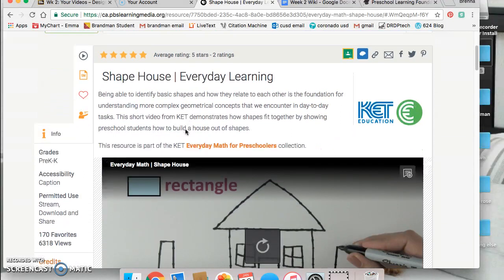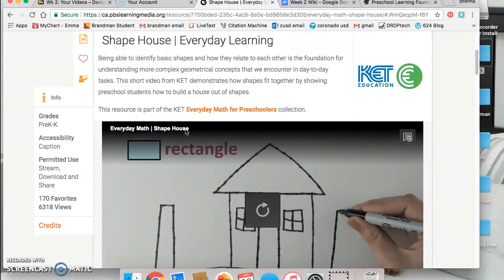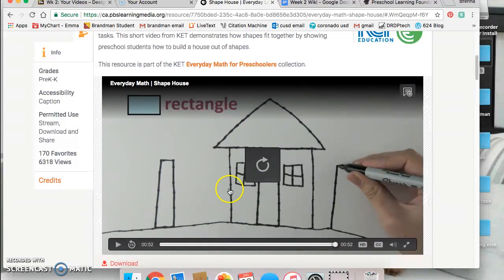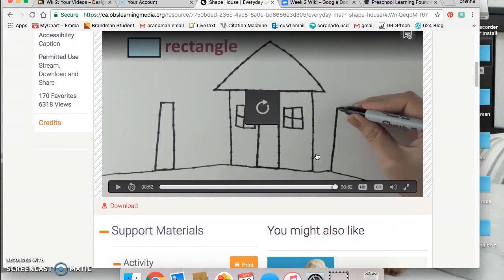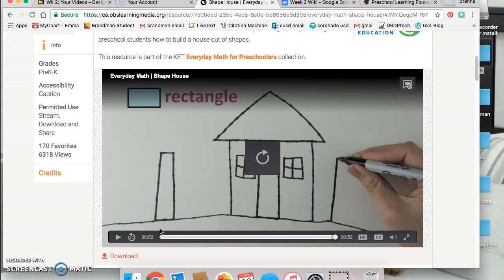So the activity that I found is called Shape House. Through this activity, you are looking at geometrical shapes, rectangle, triangle, oval, circle, squares, and seeing what you can build with those shapes. Here, they build a house out of all those different shapes. I thought the creativity is certainly there because you can start with building a house and then see what other things your students can build and create using the different shapes that you provide.